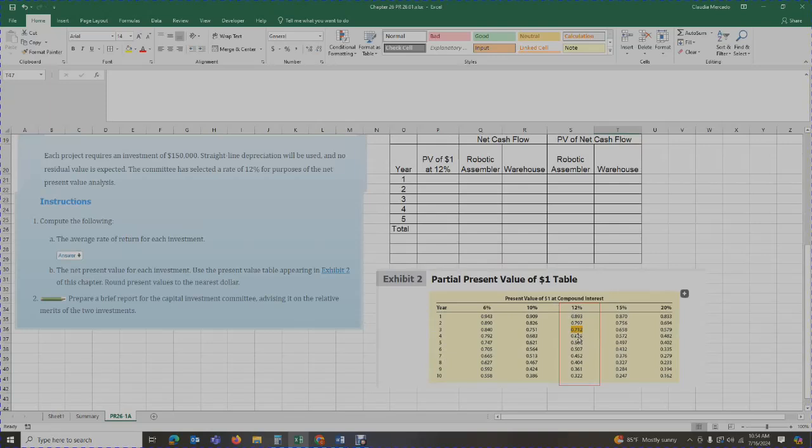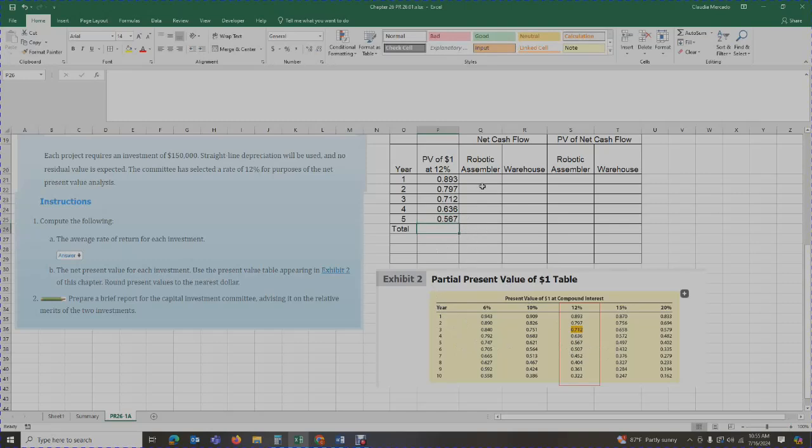So we're going to go ahead and get the present value of $1 at a compound of 12%. The present value for year 1 is 0.893. I'm just going to bring those rates in. For year 2 is 0.797. For year 3 is 0.712. For year 4, we're doing 0.636. So all I'm doing is picking up the information from the 12% column year by year. And then year 5 is 0.567.